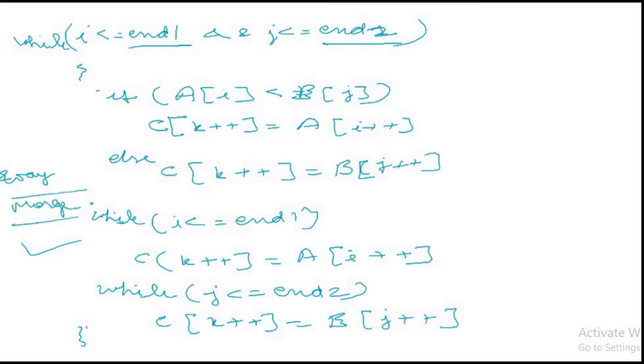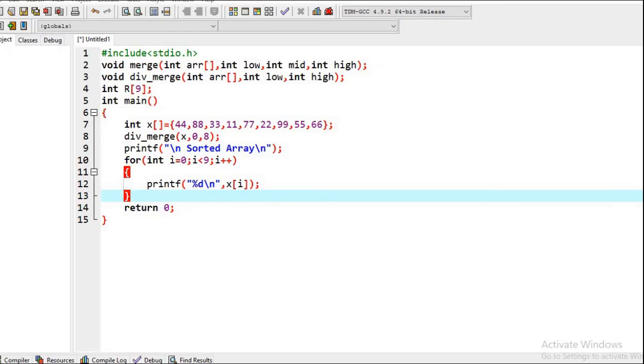Okay, and this is the basic logic, and now we are going to implement this in C language. So we jump to that program. Here we are going to implement merge sort in C language.